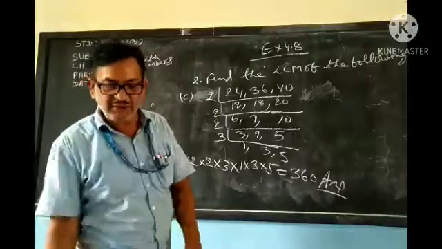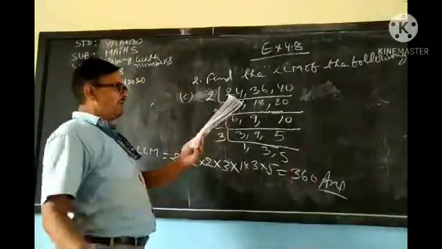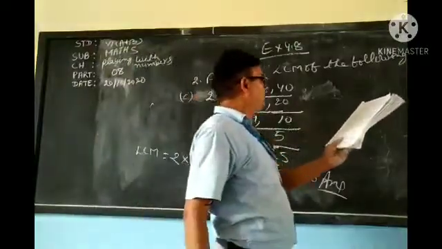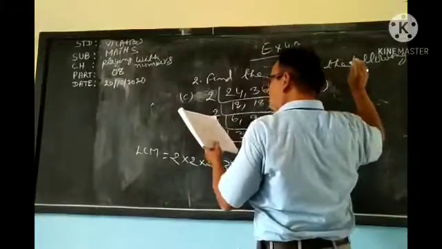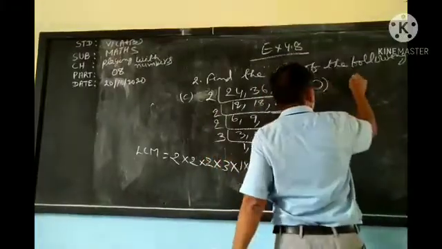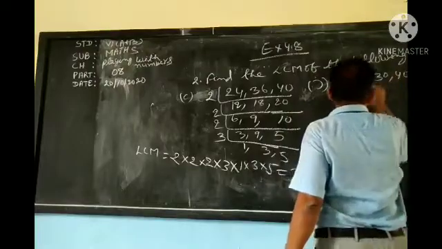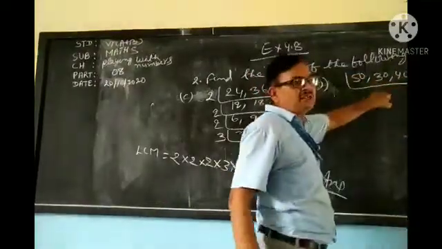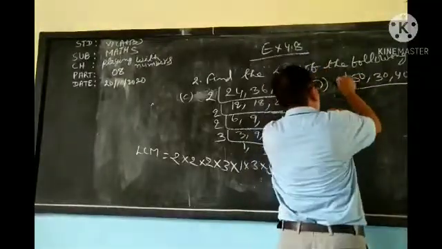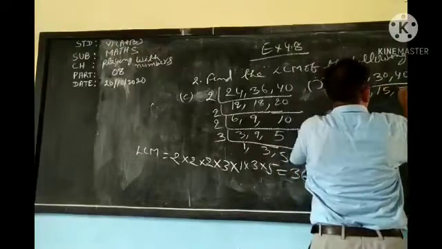Now my dear students, second C I have done. One more I will solve. One more J. See this one. Find the LCM of 50, 30 and 40. All these 3 numbers are divisible by 2. So when you divide by 2, it becomes 25, 15 and 20.